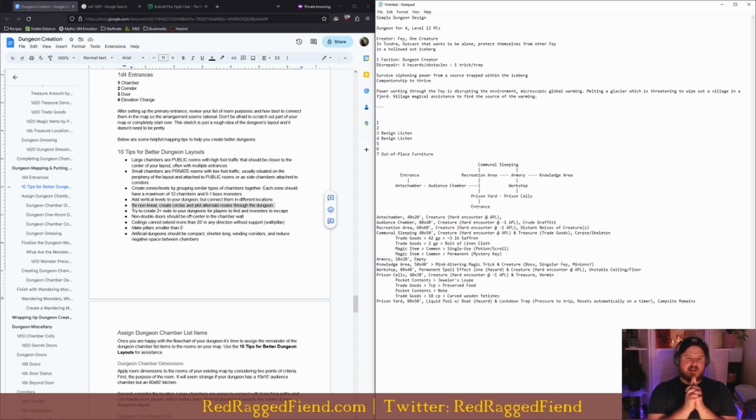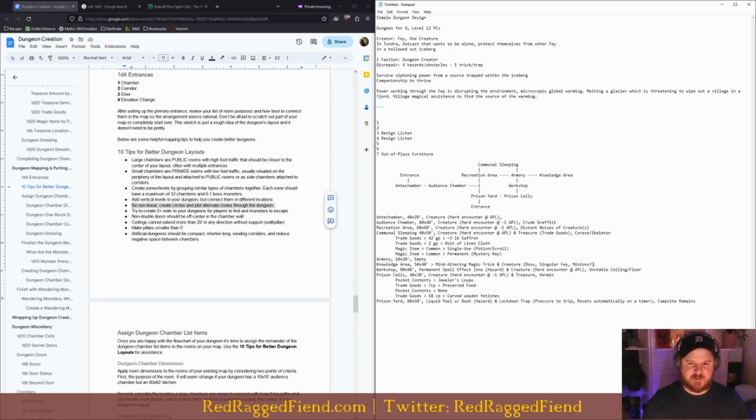Ooh, I think out-of-place furniture goes in the knowledge area. I think this guy, our Fae, is so consumed in feeding from the source that he has moved basically all his personal effects into the knowledge area. This is just where he lives now. Maybe he was part of the communal sleeping area or had some portion of the audience chamber as his private area, but now that's all in the knowledge area.